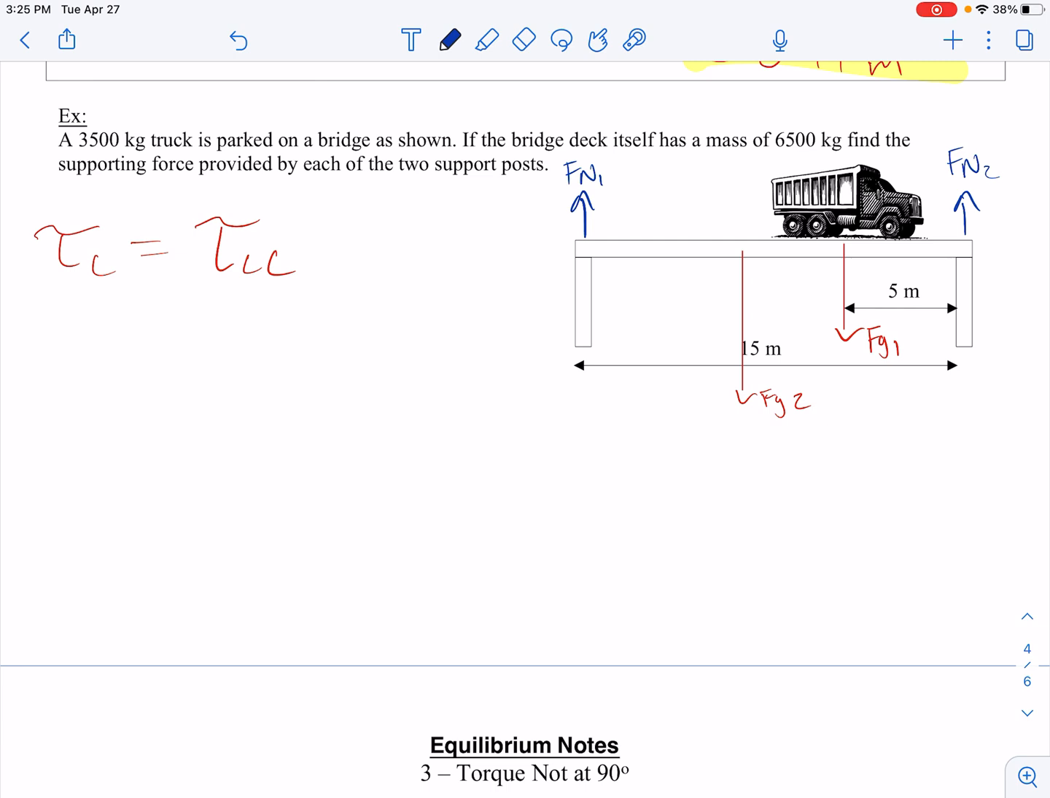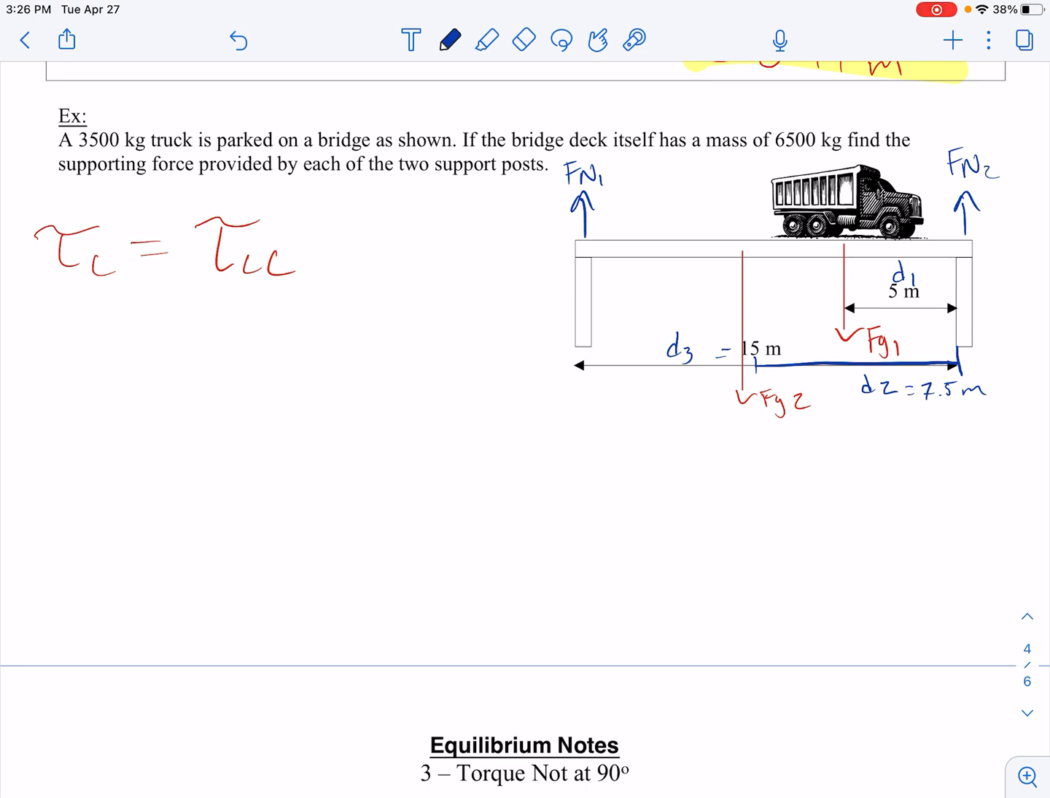A couple other things I can break down. This distance, from the center of mass of my truck, I'm going to say is D1. The distance to the center of the bridge, I'm going to say is D2, which is 7.5 meters. All right, that's a lot. So let's go ahead and put this all together. I have my force that's pulling everything in the clockwise direction. Also, I'm going to say that this is D3, the entire distance.